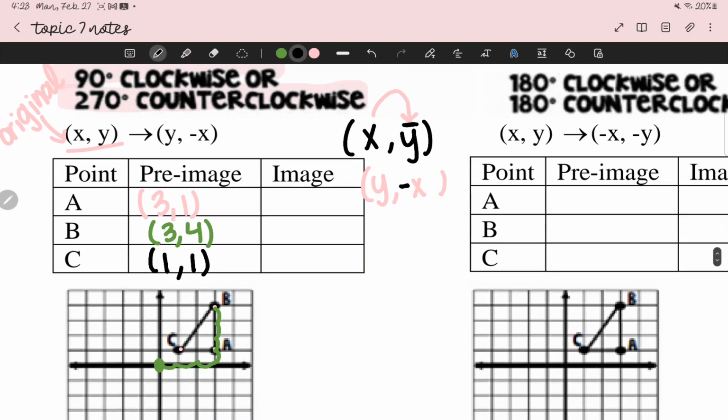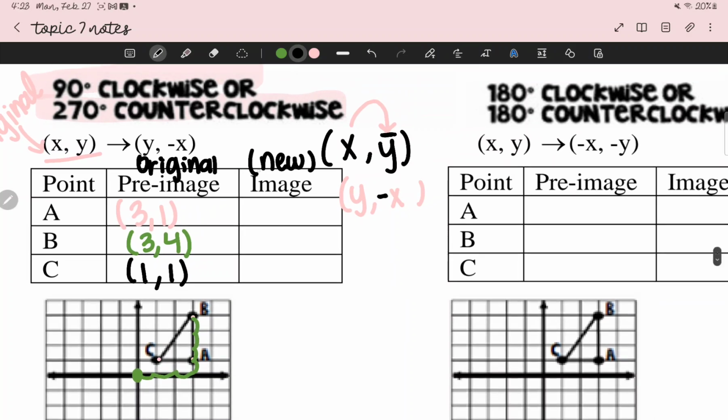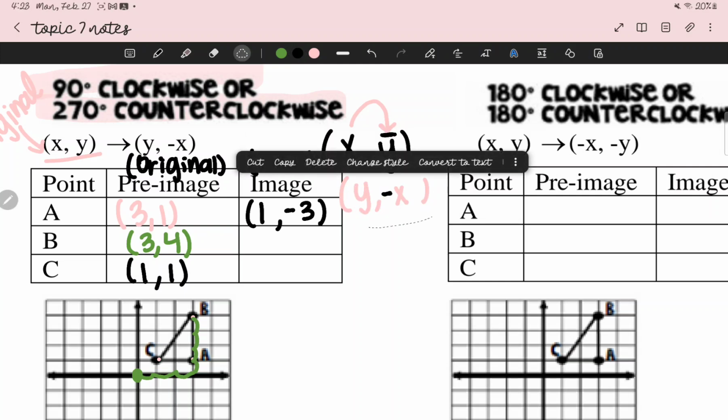All right, and now I'm going to use my rules for rotation to find where my image is going to be. Remember, the pre-image is the original shape, and the image is the new shape. So for my image, I'm going to swap my x and y, so I'm going to have 1 and 3. Then since I did the 90-degree clockwise turn, I'm going to make the x be its opposite. Opposite of 3 is -3. That's my new point, and I'm going to name this point.